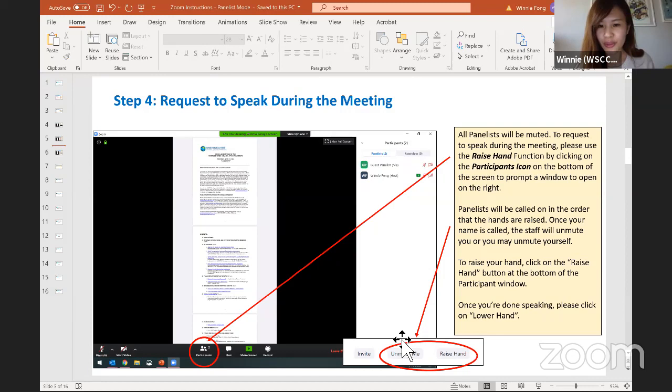And then if you look on the right-hand bottom, you'll also see some buttons to unmute yourself or raise your hand. And we ask that if you would like to speak to raise your hand, and I'll call on people in the order of the people who raise their hand to allow you to speak. And once you're done speaking, we'll lower your hand.